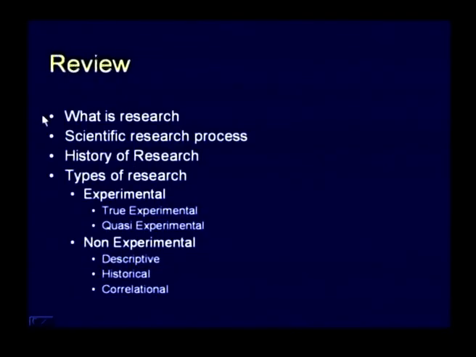We started our discussion with the definition of research. We talked about scientific research process. We talked about history of research, different types of research. We talked about experimental and non-experimental type of research. And we said that there are two types of experimental research, true experimental and quasi-experimental. Then we talked about three non-experimental types of research, descriptive, historical, and correlational.